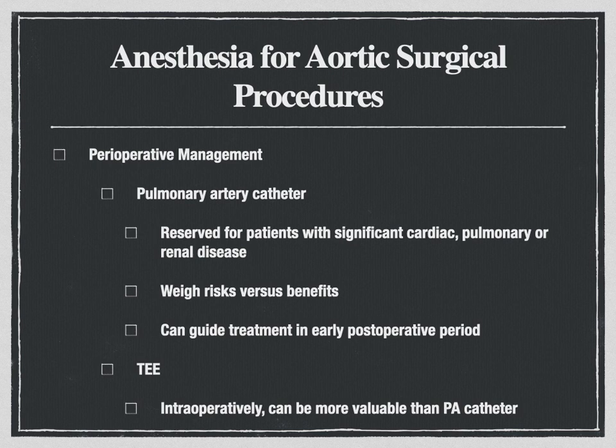As just discussed, another adjunct would be the possible placement of a pulmonary artery catheter. You would reserve this for patients with significant cardiac, pulmonary, or renal disease. With the decision to place a pulmonary artery catheter, you would need to weigh the risks versus the benefits. It inherently has its own risks with the placement and floating of the Swan. Now, it can guide treatment in the early postoperative period when you're trying to weigh pressors versus fluid management.